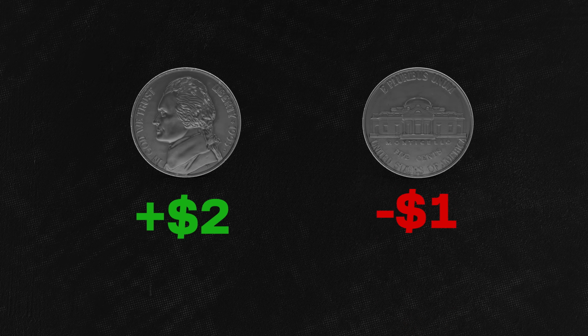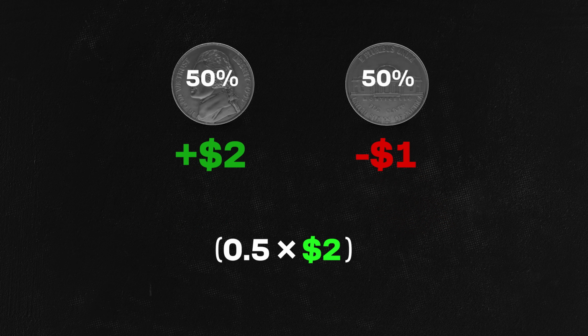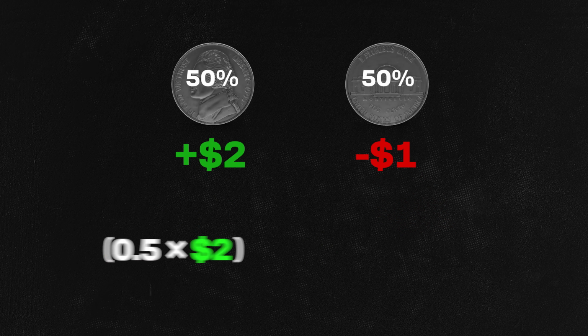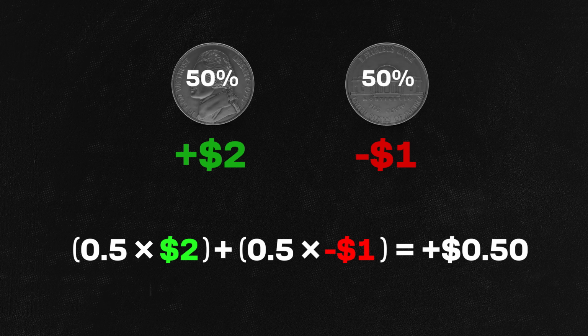Now, let's make it interesting. Suppose you win $2 if it's heads and lose $1 if it's tails. Same 50-50 coin, but now your expected value is the probability of heads, or 50% times $2, minus the probability of tails, 50% times $1, which equals 50 cents. In other words, you're making 50 cents per flip on average. You'll still have losing flips, maybe even losing streaks, but over thousands of flips, you would be printing money.